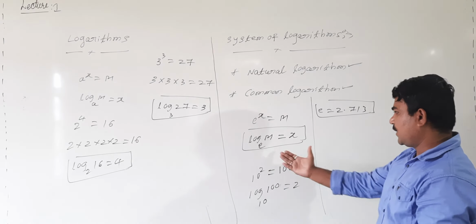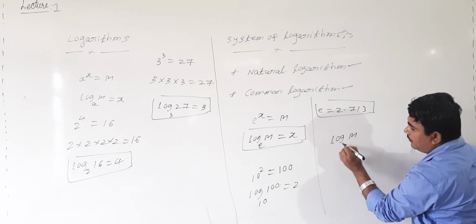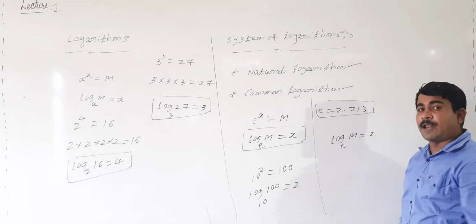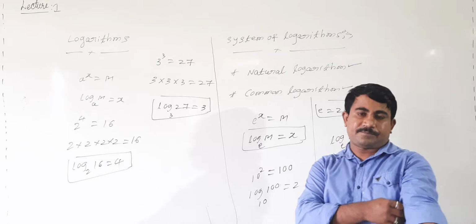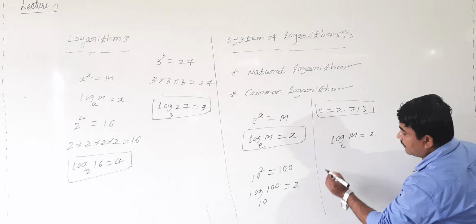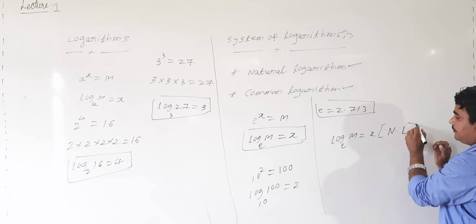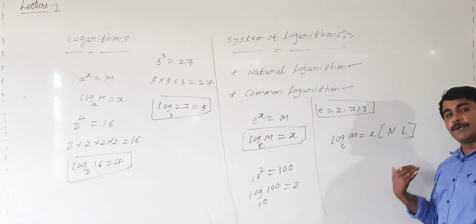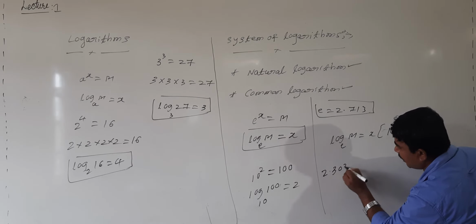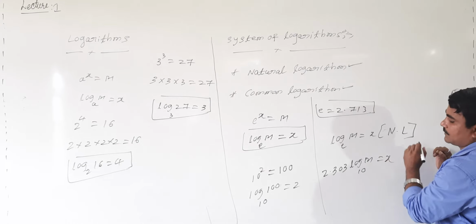How to convert? Actually, shall I take natural logarithm? How to write? Natural logarithm can be written like this: logarithm of m to the base e equal to x. This natural logarithm can be converted into common logarithm. How to convert? This can be converted to common logarithm as 2.303 log of m to the base 10 equal to x.